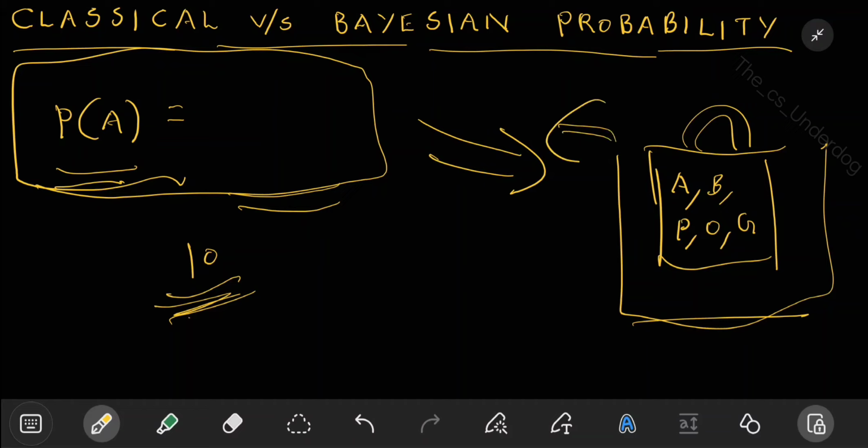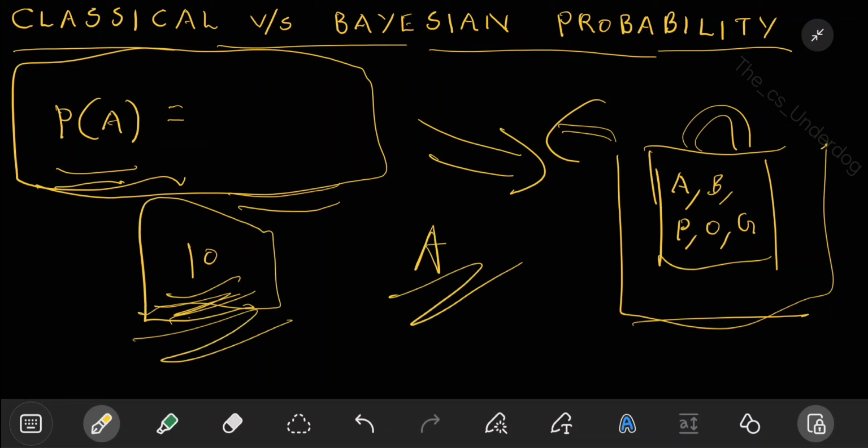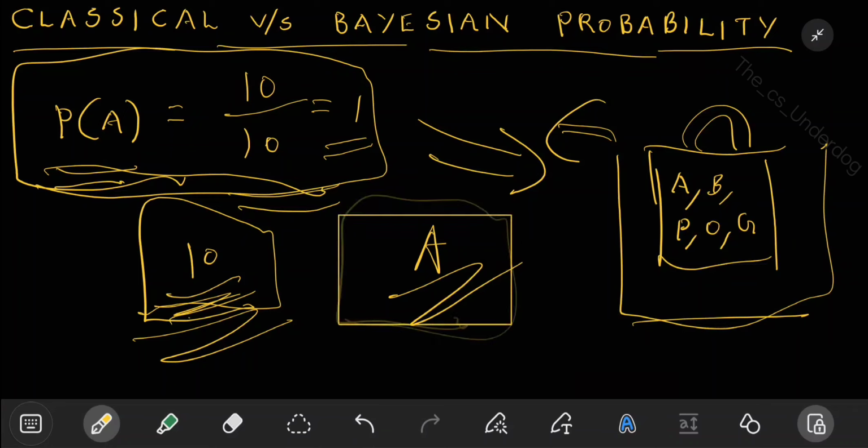There is apple, banana, pineapple, everything other. But when you did this experiment 10 times, all 10 times you got apple. Now, what will the classical approach say? According to the classical approach, probability of apple is 10 by 10, that is 1. Because according to the observations that you had seen, all the 10 times you got apple only.